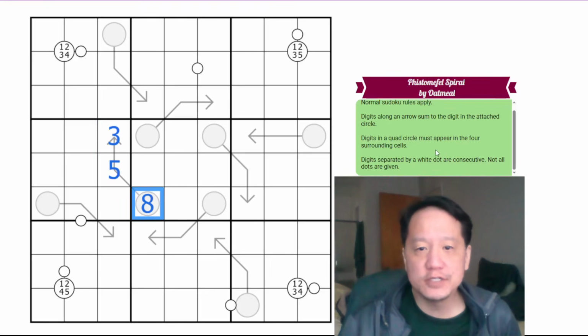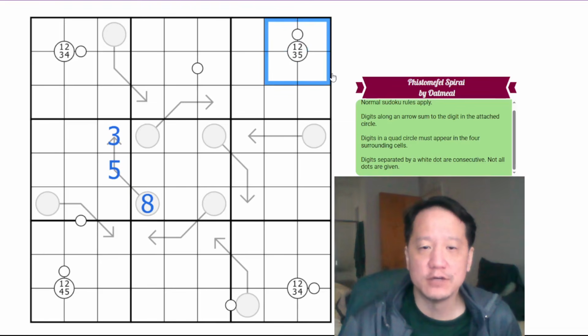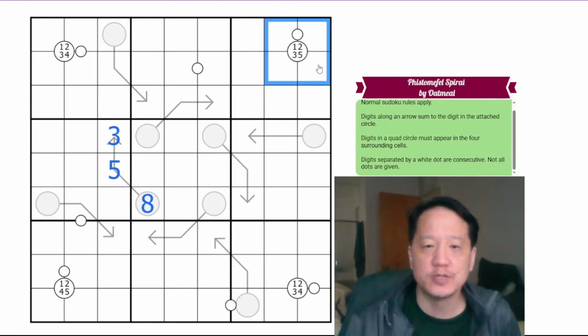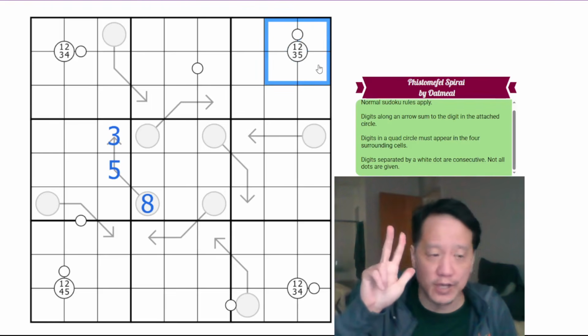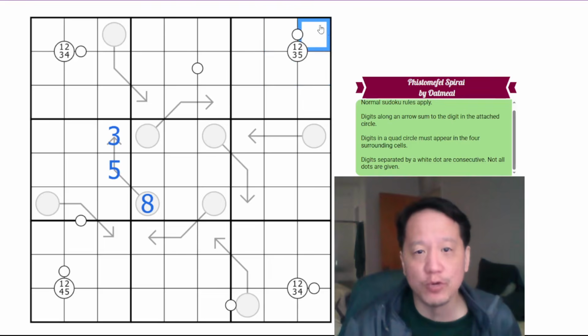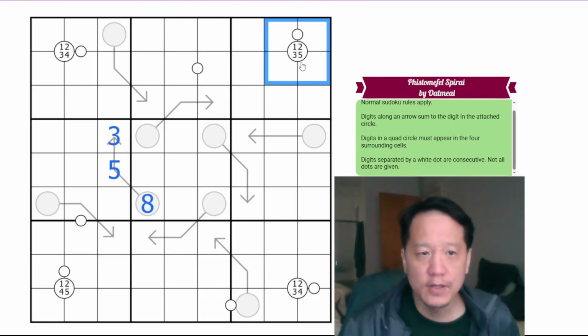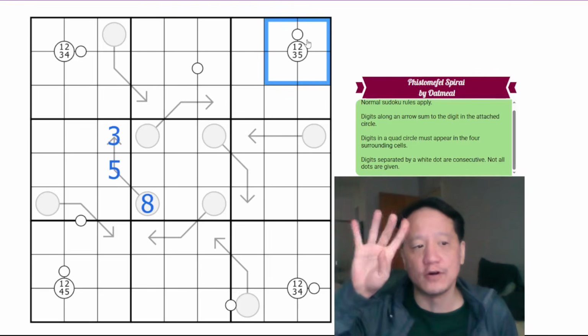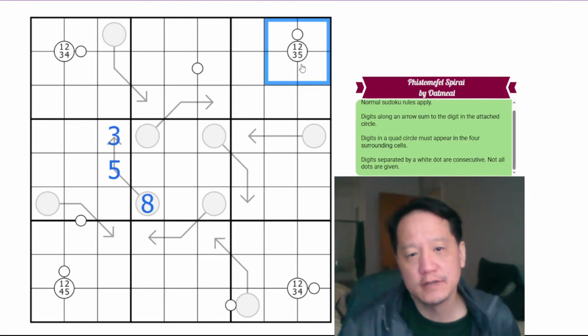Digits in a quad circle must appear in the 4 surrounding cells. So for example, if around this quad circle there must be a 1, a 2, a 3, and a 5, then those digits must be in one of the cells that surround this quad circle, because the 1, 2, 3, and 5 are all in the circle that signifies that.